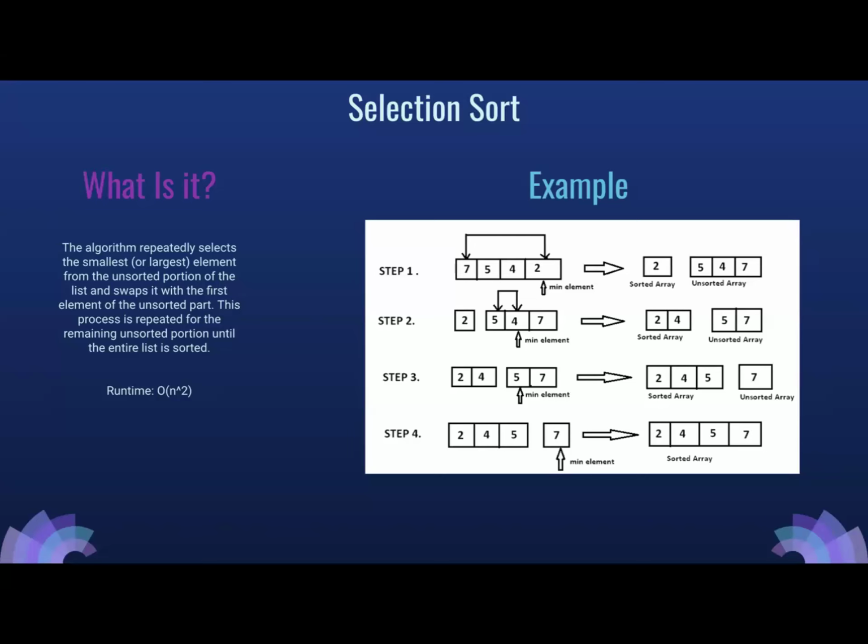So we start with 2. We check the array to check for the correct position, and we place 2 in the position of 7. 7 is going to be placed in the last element. Then we check 4. 4 is going to be checked with 5, and then it'll swap the positions. Then 5 is going to be checked, it's the next minimum element, with 7, it's in the correct spot. Life is good, 2, 4, 5, 7.